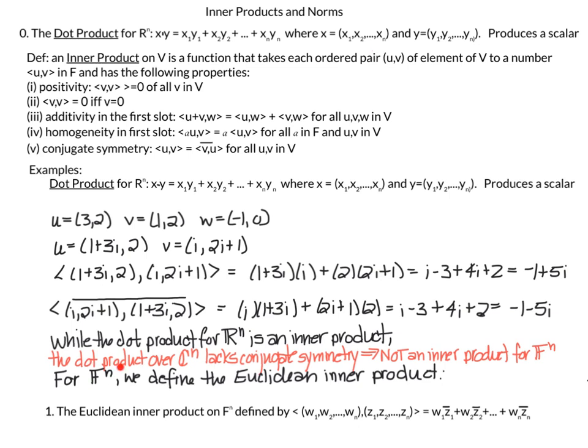What we are going to do now for Fn, in place of the dot product, is define what we call the Euclidean inner product on Fn. The inner product of a vector w and a vector z, both of which can have complex numbers, is going to be the sum of component by component multiplication of the component of w multiplied by the corresponding component of z's complex conjugate. So on the next slide, we'll take a closer look at this Euclidean inner product and prove that it does indeed satisfy all these properties of an inner product.